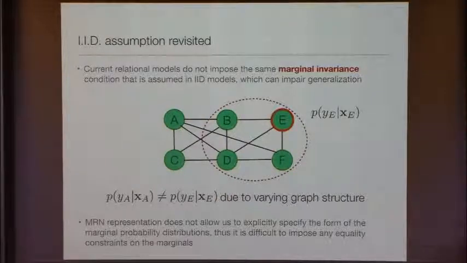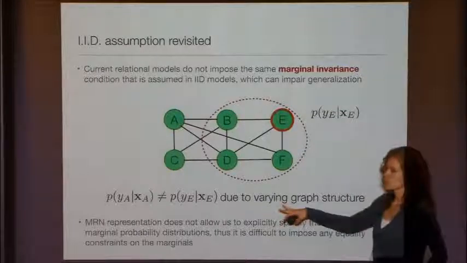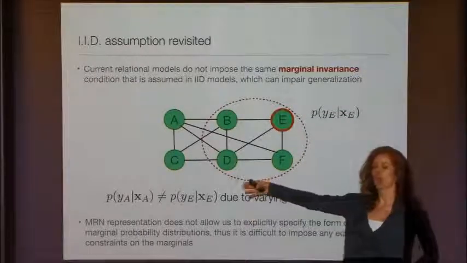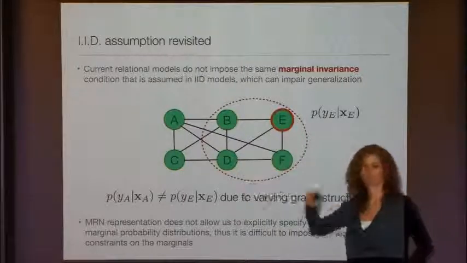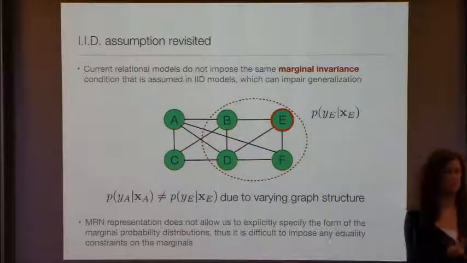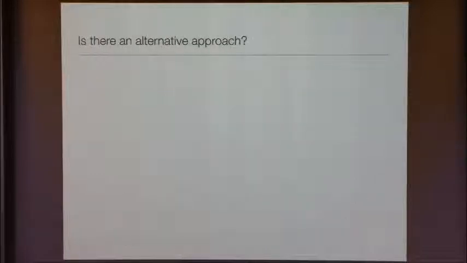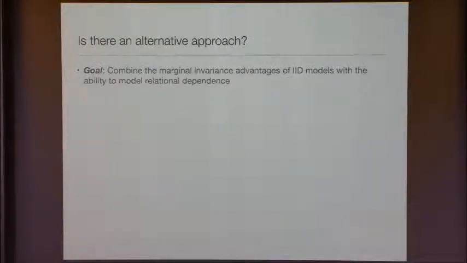And so more importantly, this Markovian relational representation that we're using doesn't even allow us to specify this constraint or ensure this constraint because of the way the models are rolled out over the network. And so what Rongjing did as part of her thesis was to think about whether there was an alternative approach where we could impose this constraint in the model.